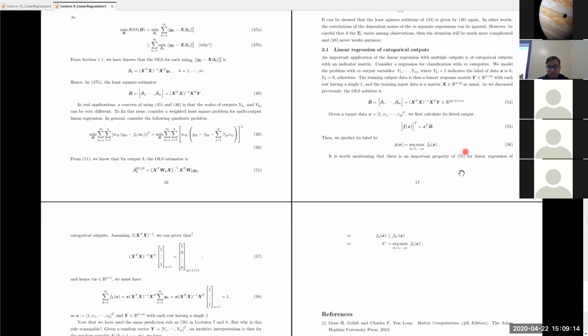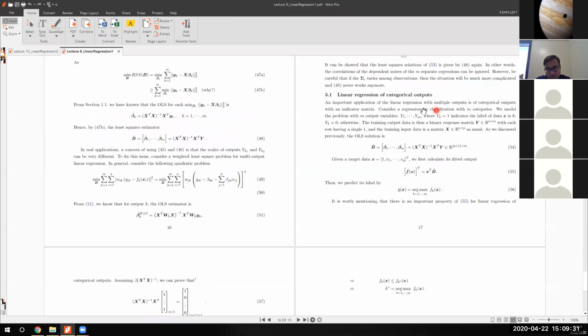I have a question. Yes. In 55, we have f hat x transpose. What is f hat kx? f hat kx means the kth element of this. Oh, okay. So let me open a Word document, so it's going to be easier.